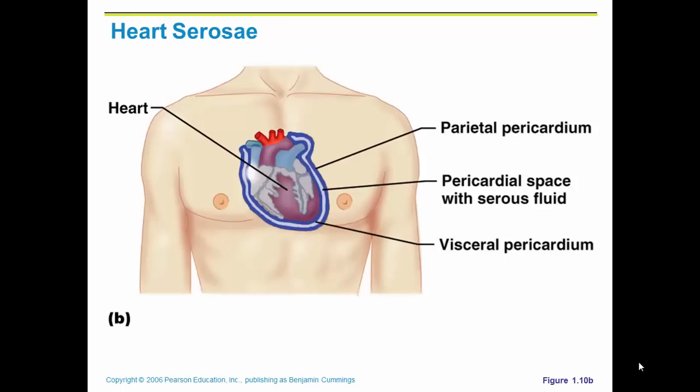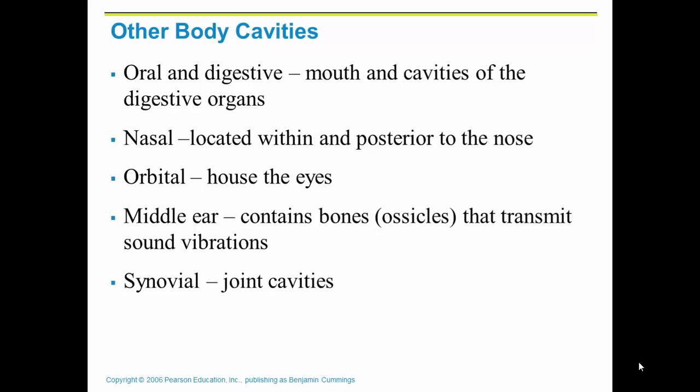So this is just showing you the heart serous membrane. We just now call it pericardium. So it has a parietal pericardium on the outside. It has the serous fluid in the middle, and then it has the visceral pericardium covering the actual organ itself. Now, all of this is lying within the pericardial cavity.